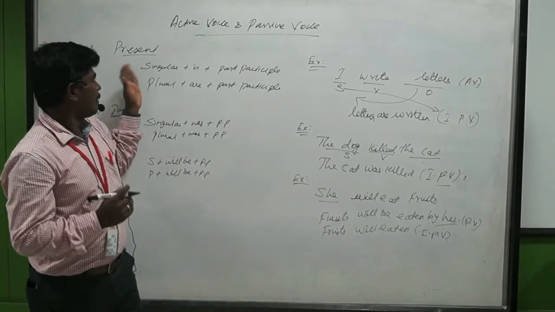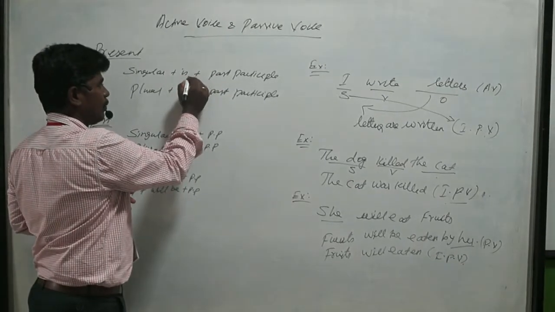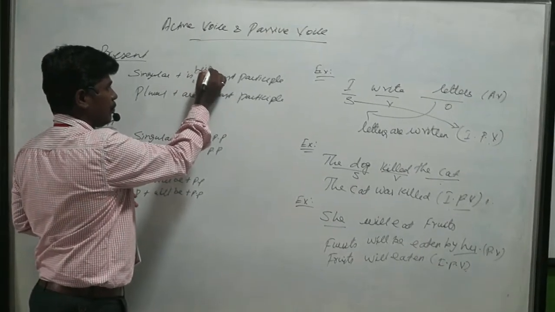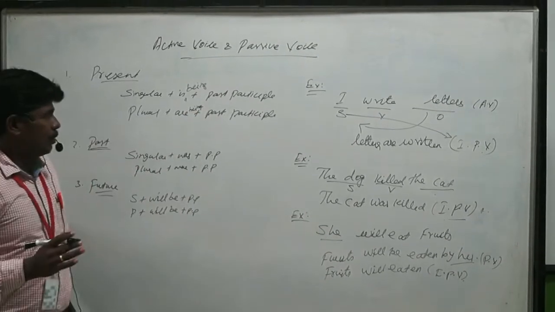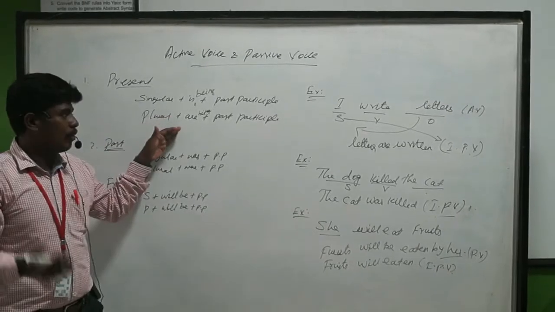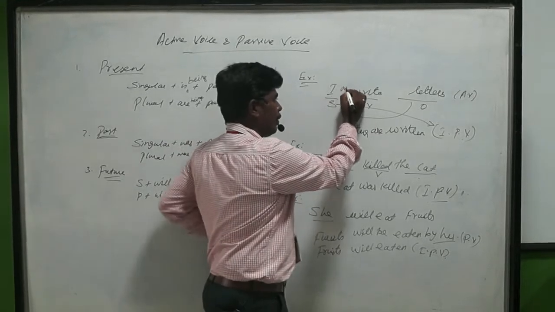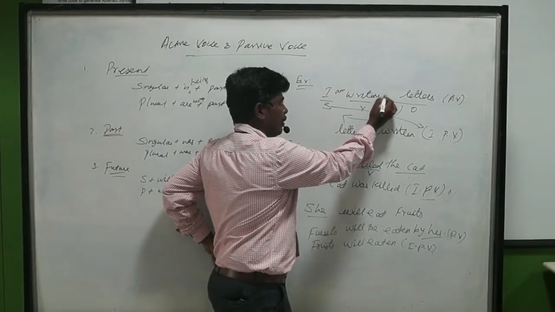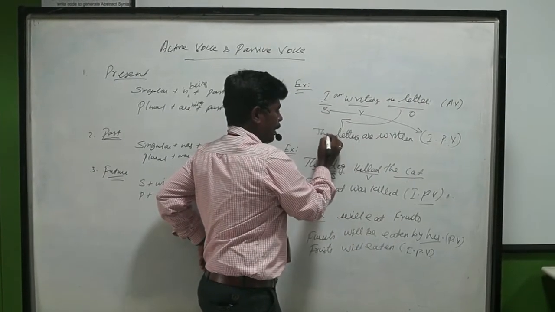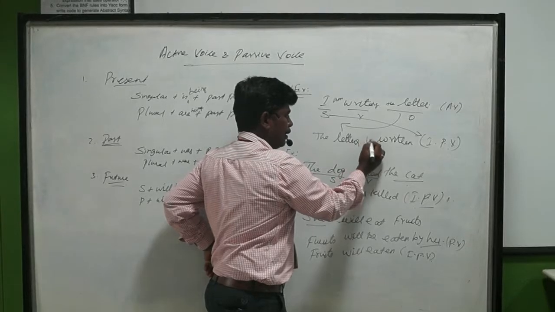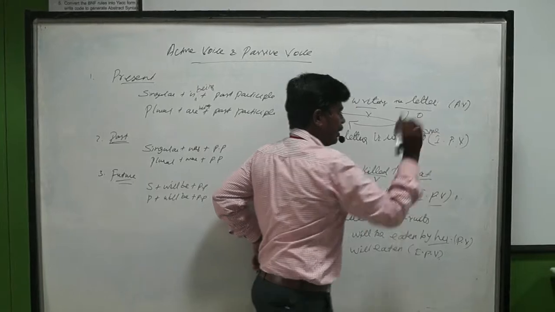So, for example, present continuous tense. For present continuous tense, the formula is to add "being", that's all. And for plural, "are being". It's a very easy one, even the formula is very easy. Now, I am writing the letter. Next, the letter is written by me. That's all.